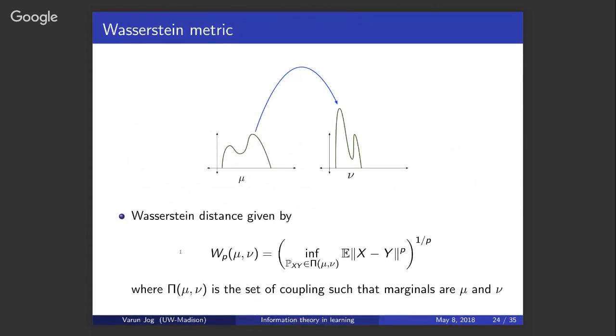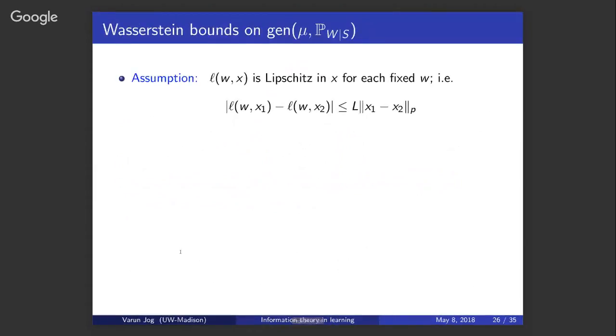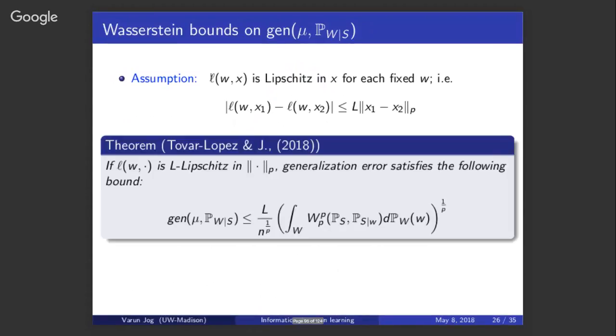So the good thing about Wasserstein distance is it's always finite. It doesn't ever blow up to infinity. I'll skip this slide. All right, so we had one assumption: let's say you assume that the loss function is Lipschitz. So instead of the sub-Gaussian assumption that we had for mutual information, now we just have an assumption saying that the loss function is Lipschitz. And if you make this assumption, we get the following bound.